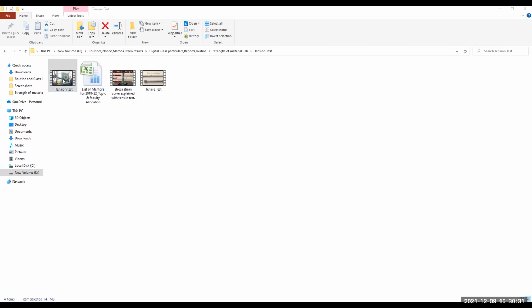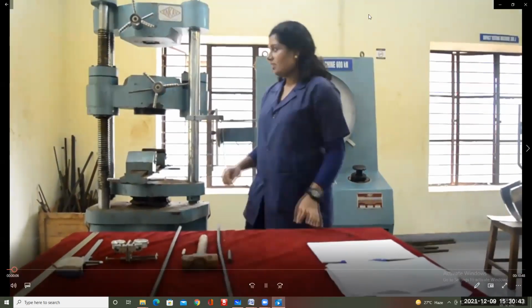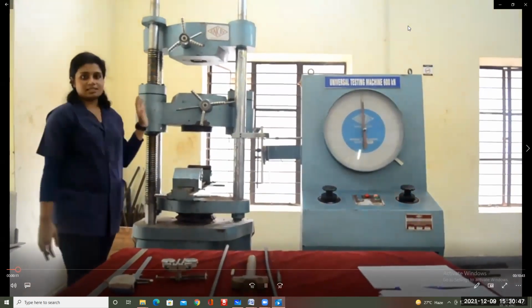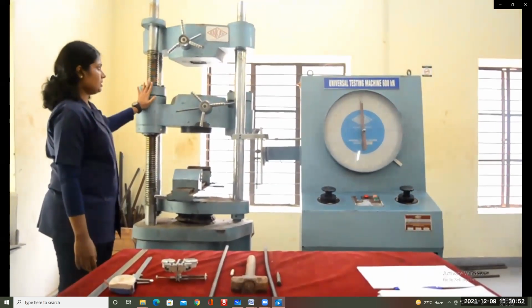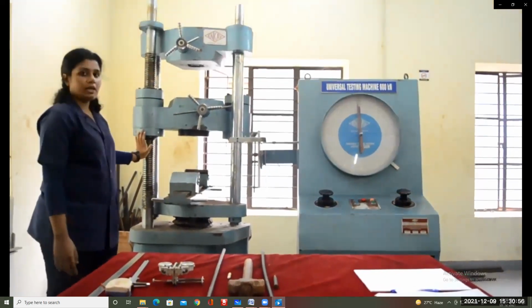Good morning everyone. Today we are going to do the tension test on a mild steel rod. For that we are using the universal testing machine, which has a wide variety of applications in civil engineering. Here we have two compartments in the universal testing machine. One is for tensioning and the other is for compression.